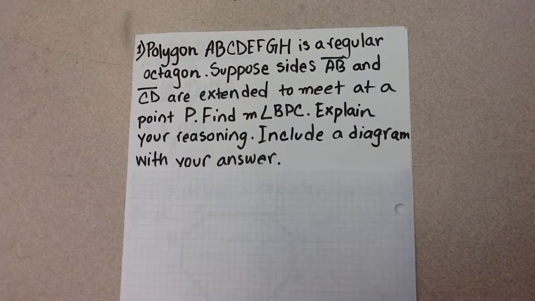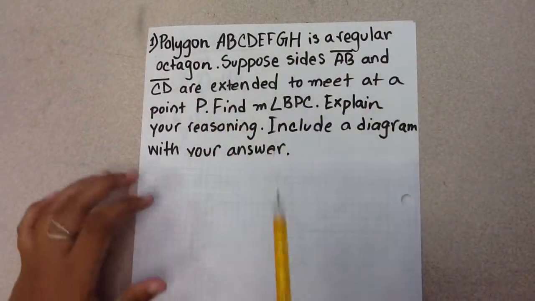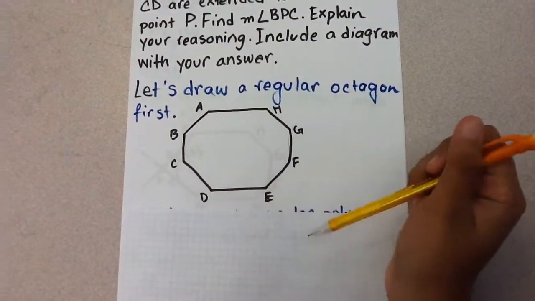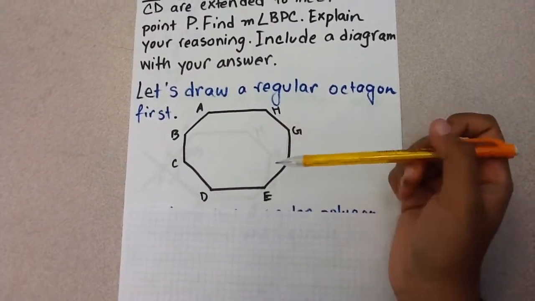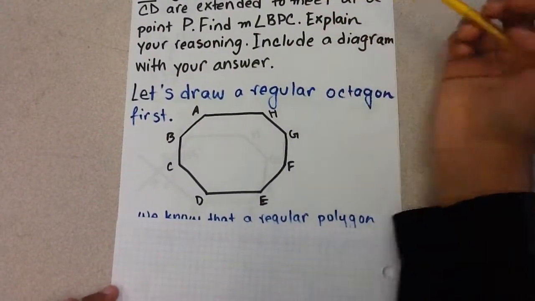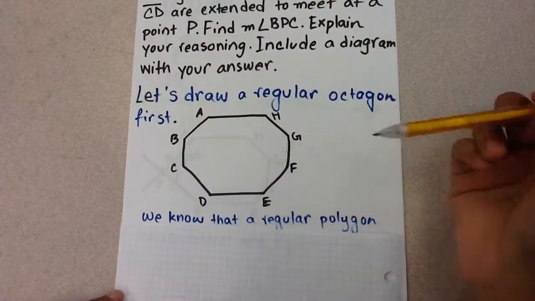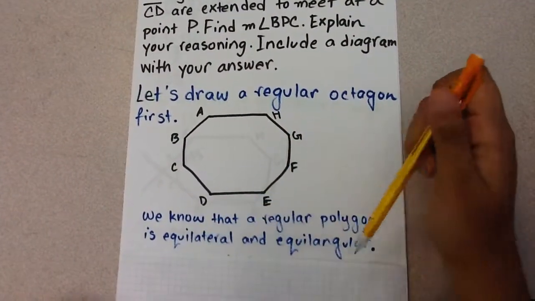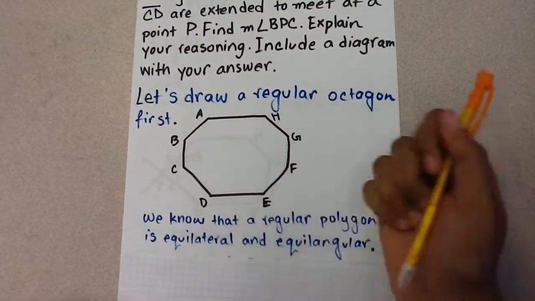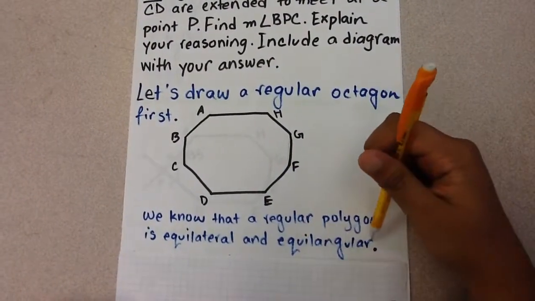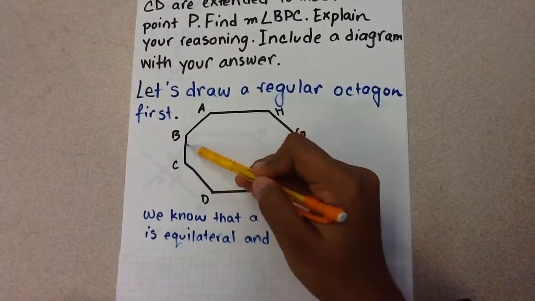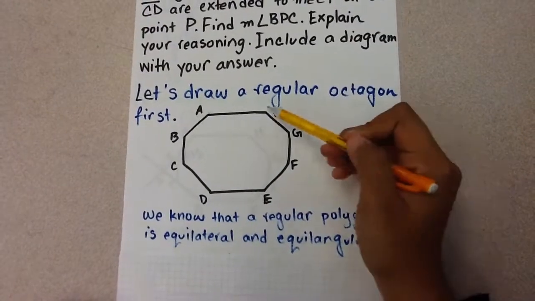So first, what we can do is draw out the regular octagon. It's over here, and I labeled it A through H. And it says it's a regular octagon, so we know that a regular polygon is always equilateral and equiangular. Equilateral basically means equal lengths or equal sides, and equiangular means equal measure. So that means each one of these angles has the same measure.